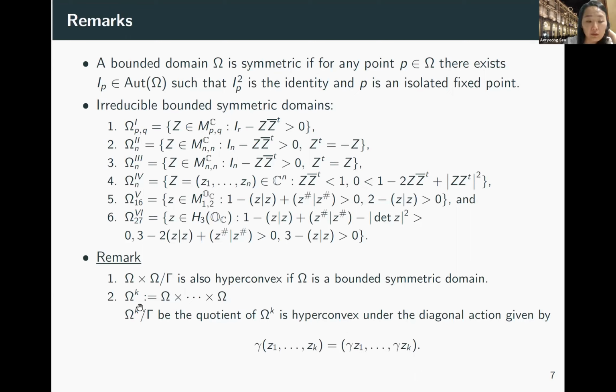And the second remark is, if we consider the case of the product of omega, like this, and then we take the quotient by the diagonal action given by like this, then it is also hyperconvex. In this case, this manifold is an omega^(k-1) fiber bundle over omega mod gamma.